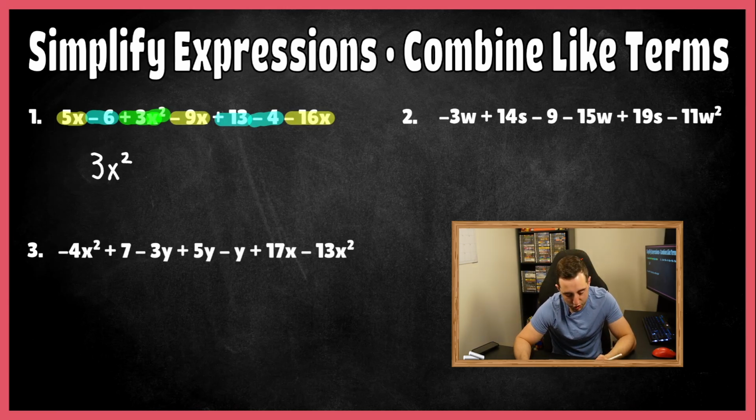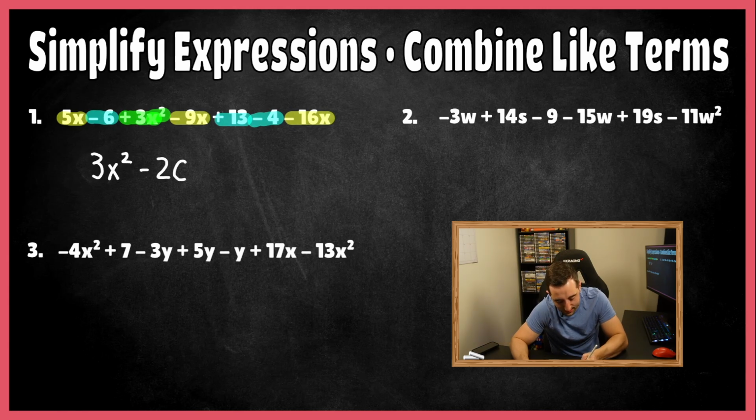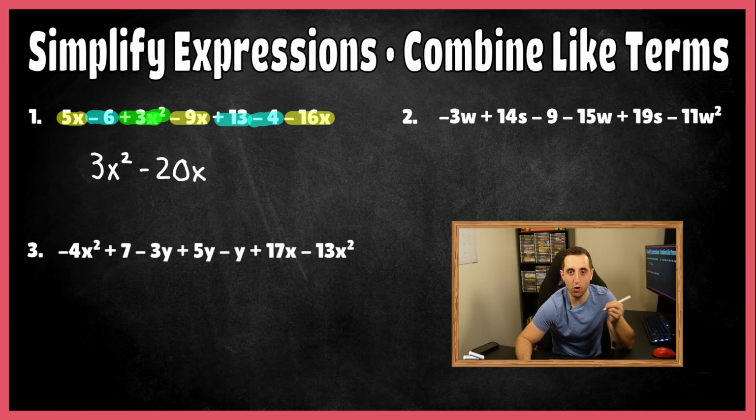So we have 5, which is positive. We have a minus 9, so 5 minus 9 is negative 4. And then we have negative 4 minus 16, which is now negative 20x or minus 20x. And again, notice how important highlighting those signs are, because if you end up not highlighting those, you might accidentally add them instead of subtract them.